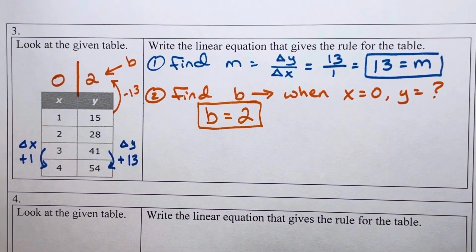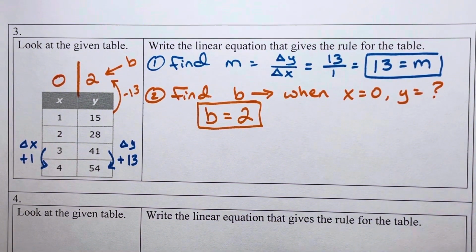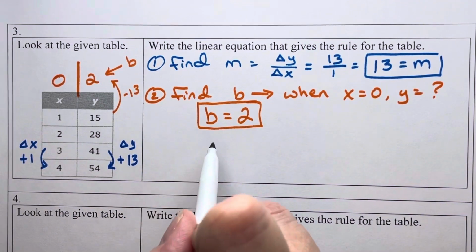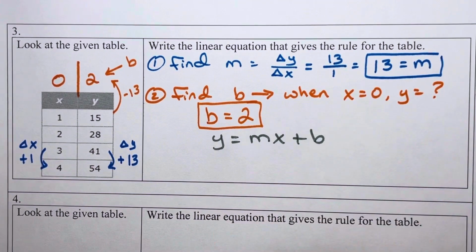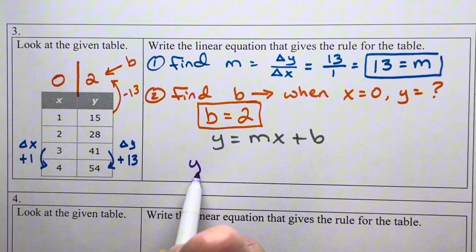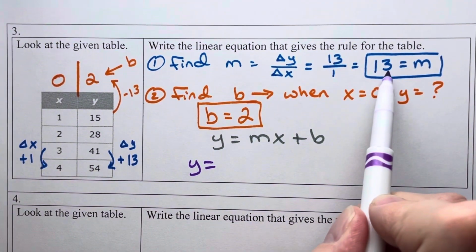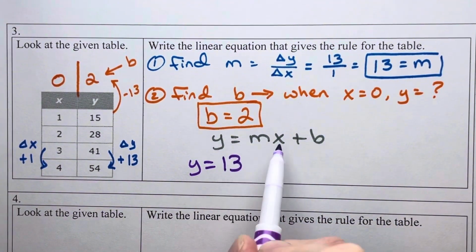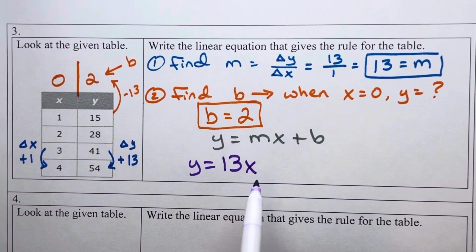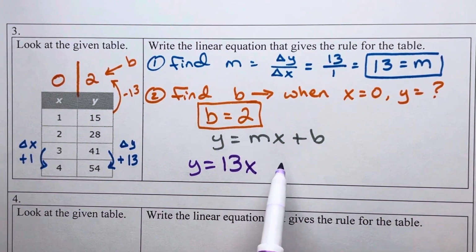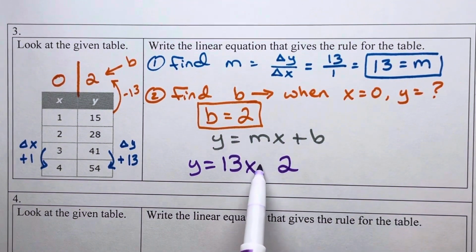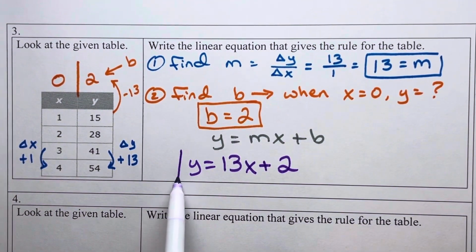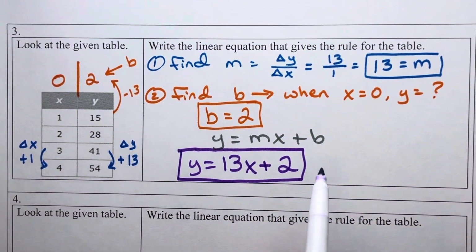Now that we have that, we can go ahead and write the slope-intercept form of our equation, y equals mx plus b. So let's do that with y equals our slope m of 13, x, the variable in our equation, plus b, our y-intercept. And our y-intercept is positive, thus we have a plus in the middle. And there you go.